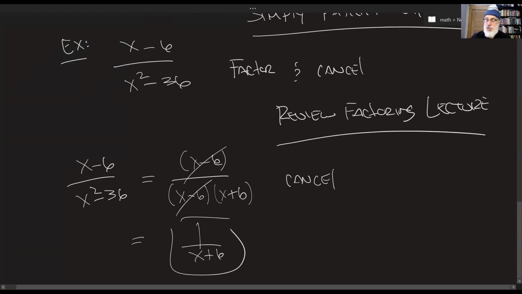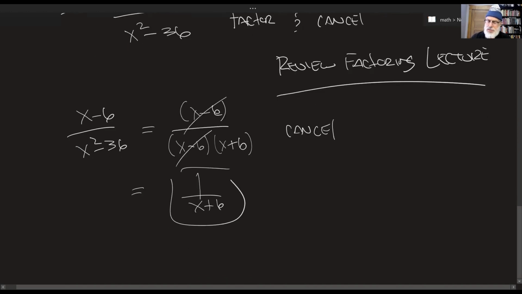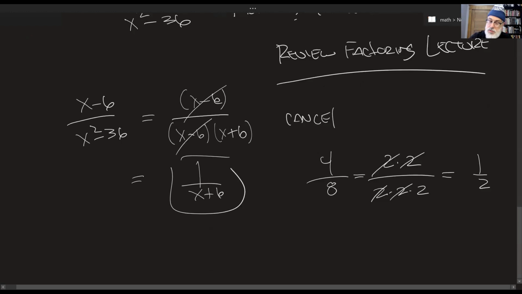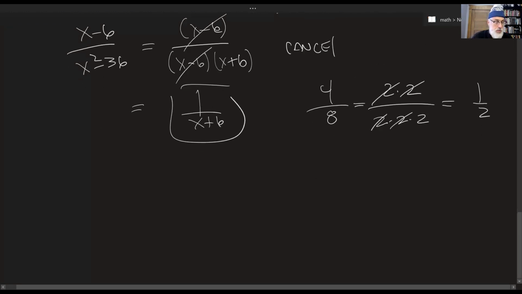So that's simplification. If this is unclear, think of a fraction, something like this. Now, I can break that up into its factorization. 4 I can write as 2 times 2, and 8 I can write as 2 times 2 times 2. So now I can cancel the like terms, and we're left with 1 over 2. The same will be true of rational expressions. We can cancel once we factor. So again, lecture 6 will be factoring review.